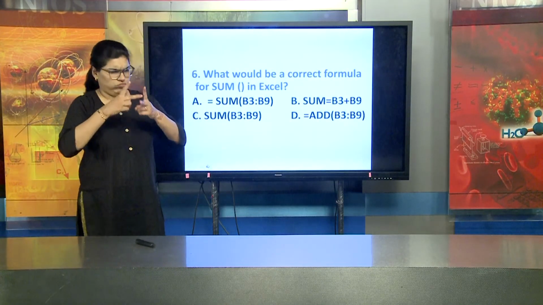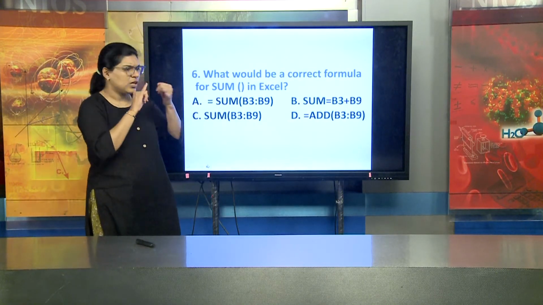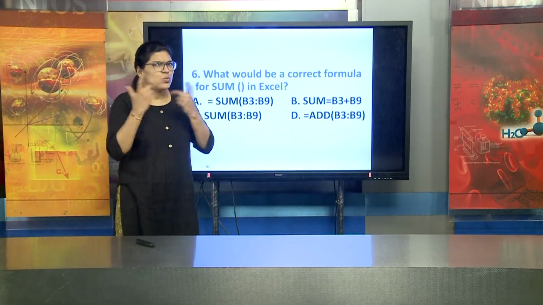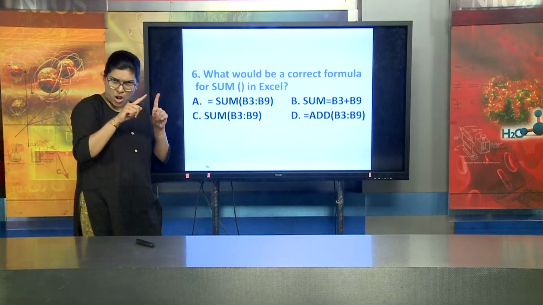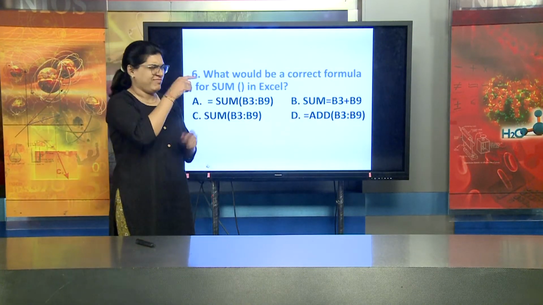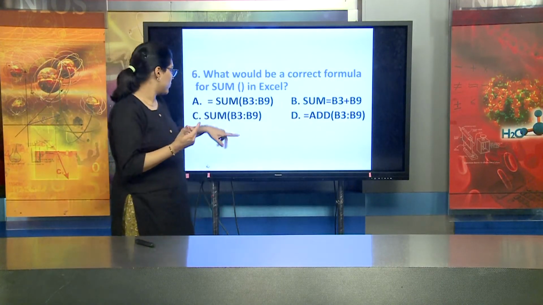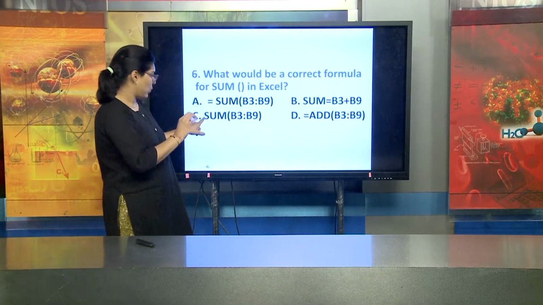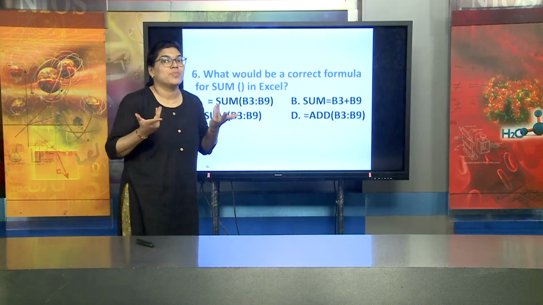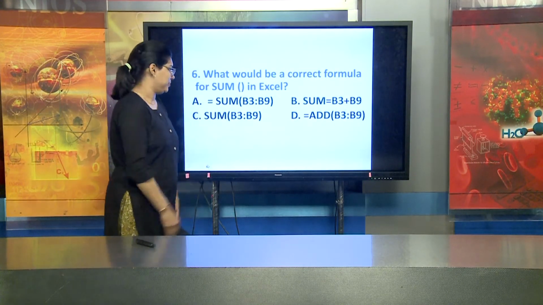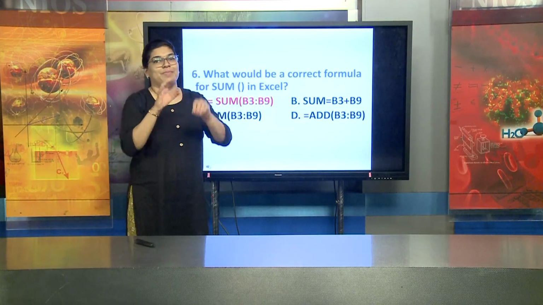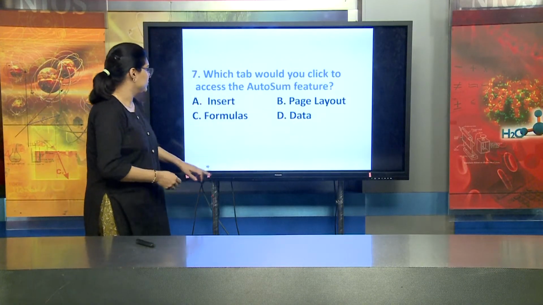This is question 6. This question is asking, do you remember SUM? Sum means plus. So I'm just explaining you again so that you don't make any mistake. Now here, what would be the correct formula for sum in Excel? So here you see which one is the correct formula. See here the equal to sign is not written, and in D the sum word is not written but add is written. So you have to choose the correct one. See, the correct answer is A. As I have already explained to you, the equal to sign is a must, then SUM, then the cell name.